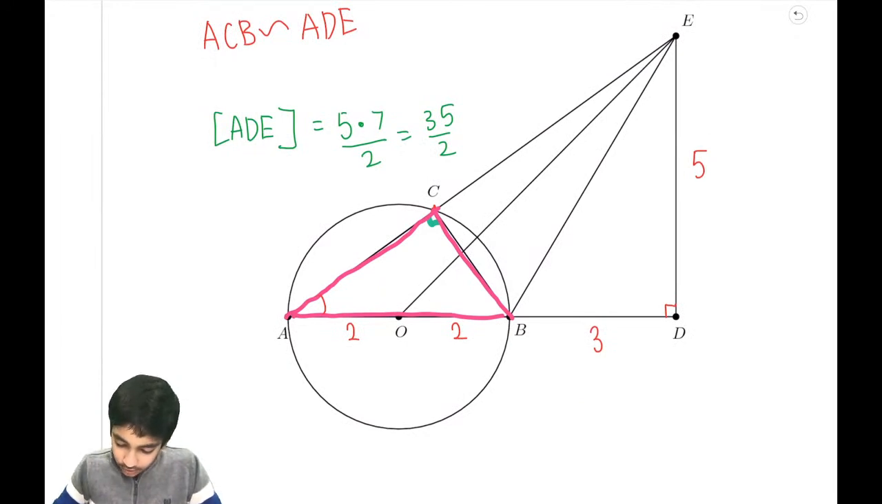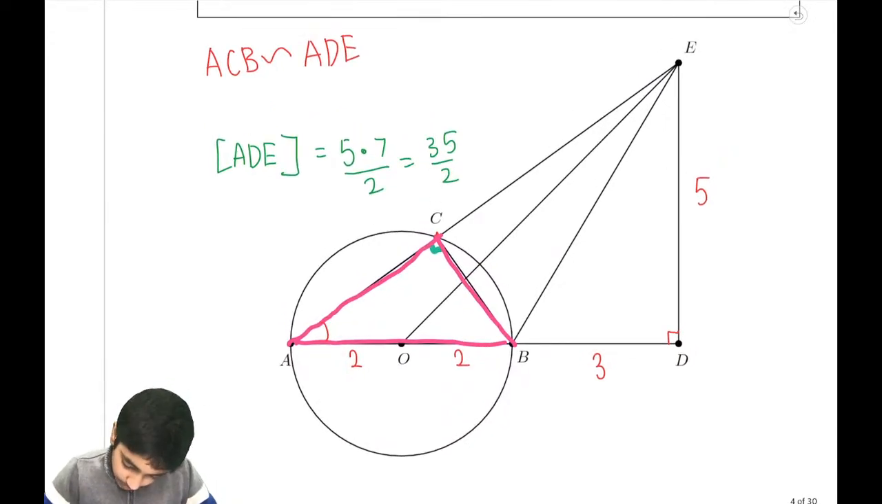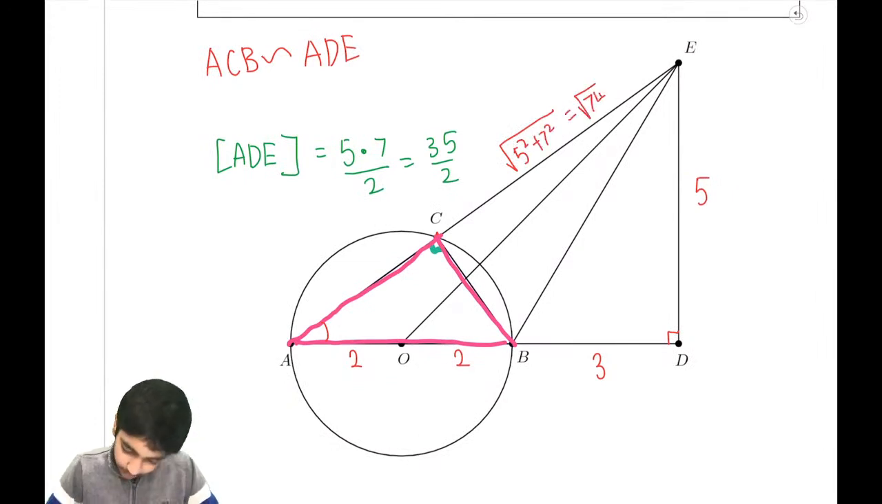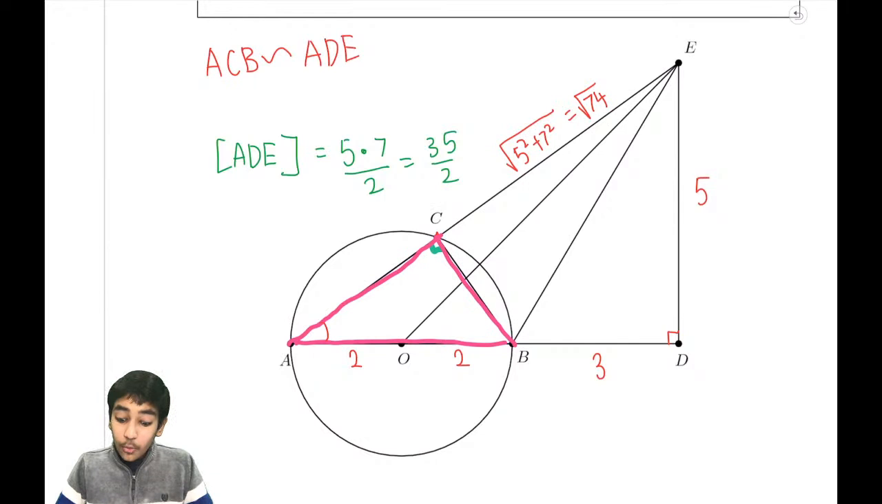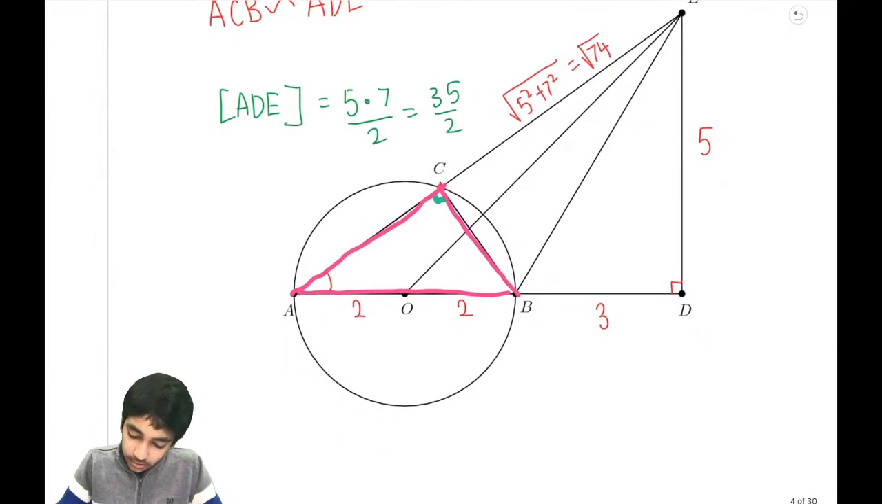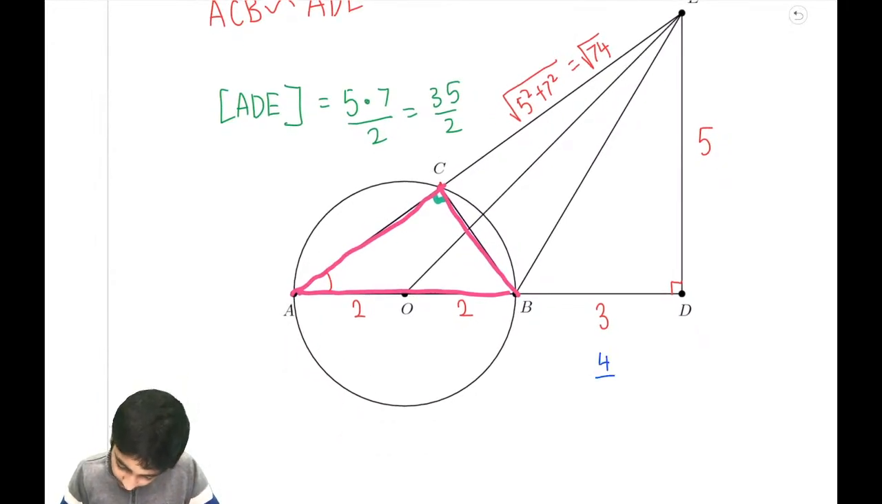So we can see that the hypotenuse of the large triangle is simply equal to the square root of 5 squared plus 7 squared, which is equal to square root 74. So therefore, the hypotenuse of the large triangle is square root 74. The hypotenuse of the small triangle is 4. So the ratio between the areas of these two triangles is going to be 4 over square root 74 squared.